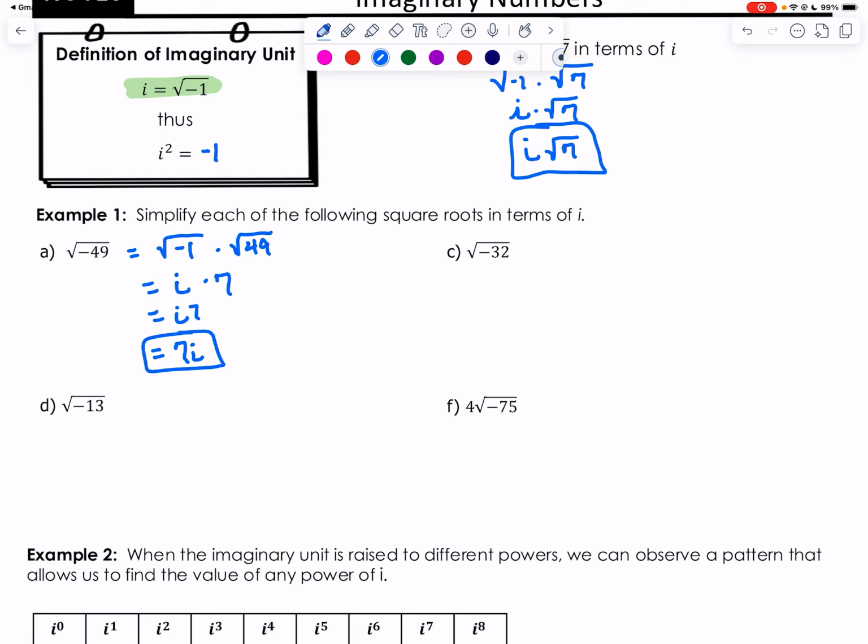All right, look at problem C, the square root of negative 32. So I'm going to rewrite that. I will take the square root of negative 1 out first. And then for 32, I'm going to split it into the square root of 16 times the square root of 2. So if I multiplied all those together, I would get negative 32. So I know the square root of negative 1 is i. I know the square root of 16 is 4. And the square root of 2 is just the square root of 2. Now, to simplify my answer, I'm going to write it as 4i square root 2.